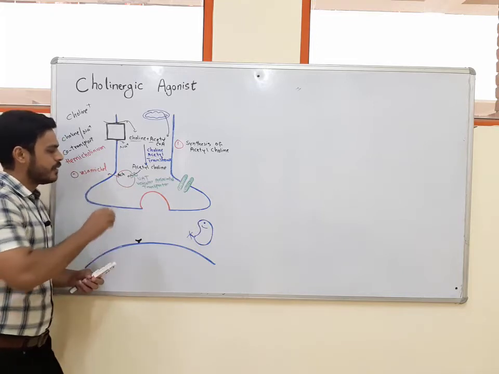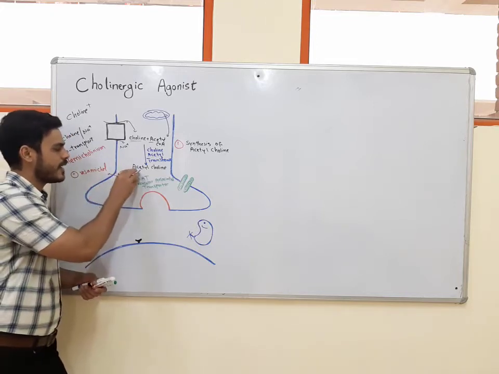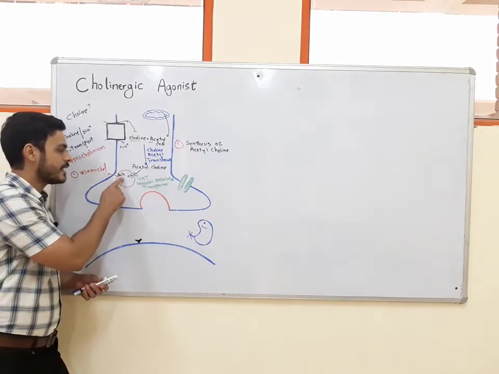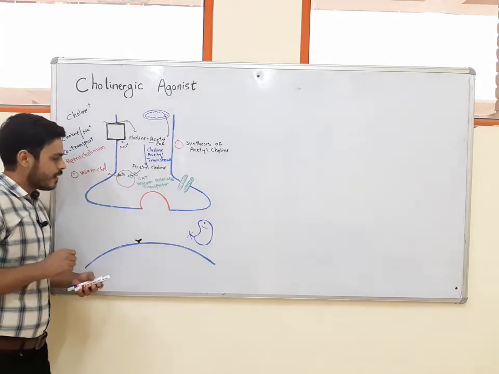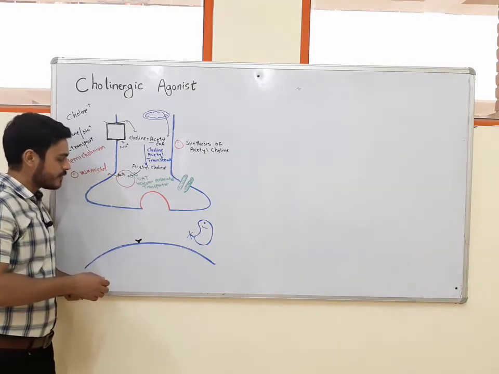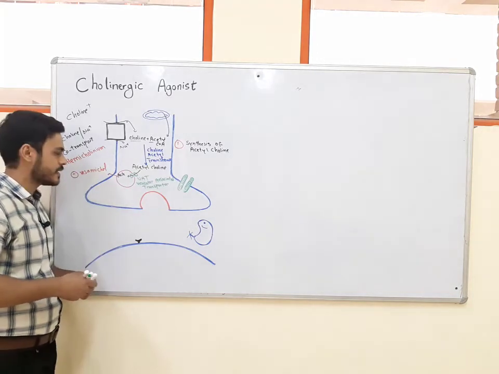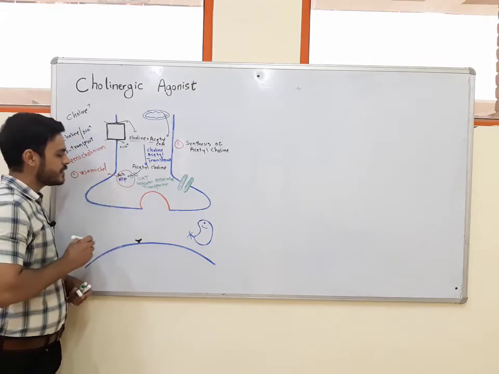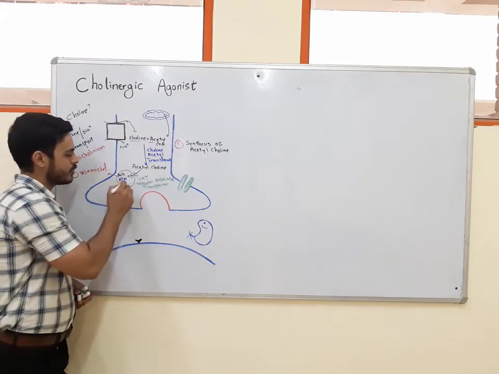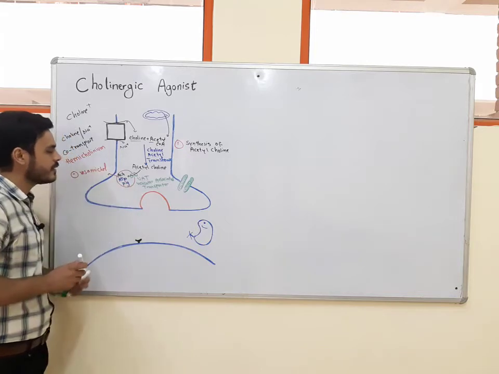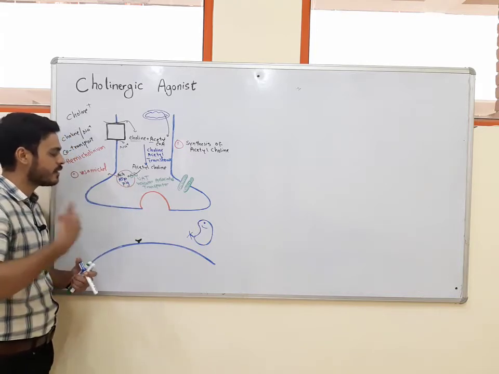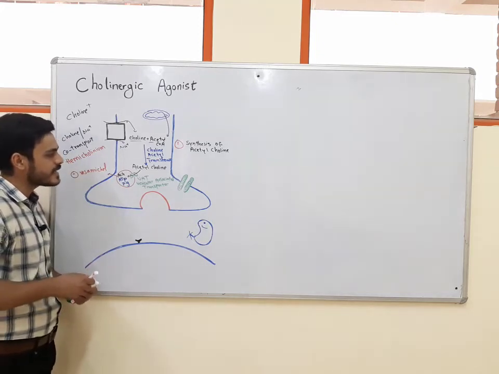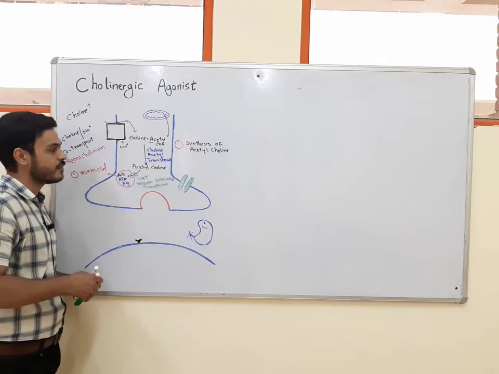Vesamicol blocks the VAT. By blocking the VAT, it inhibits packaging and storing of acetylcholine in the vesicles. We have some other chemicals also in the vesicles which are co-transmitters. Co-transmitters in the cholinergic fibers are ATP as well as proteoglycan. We store these co-transmitters with acetylcholine. This is the second step in the neurotransmission of cholinergic fibers.